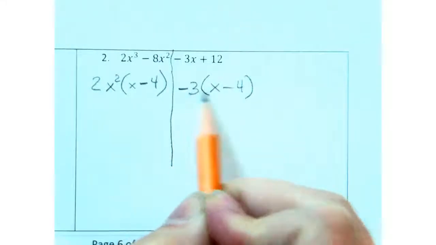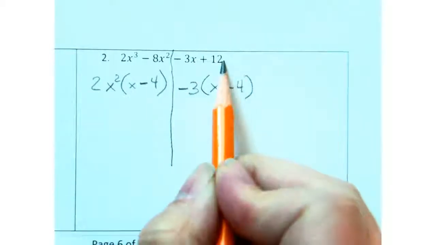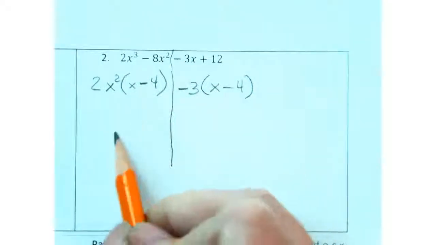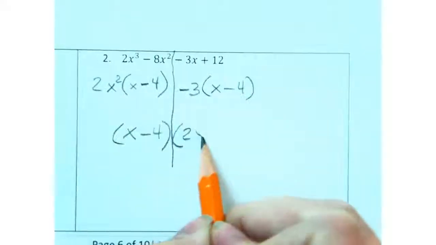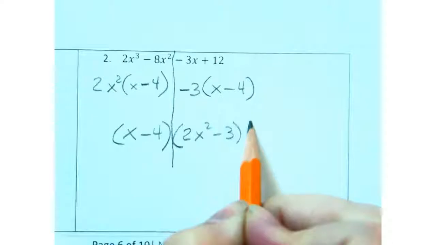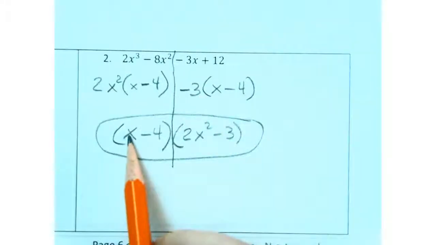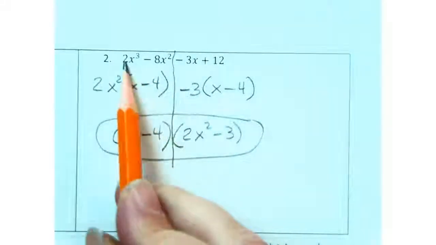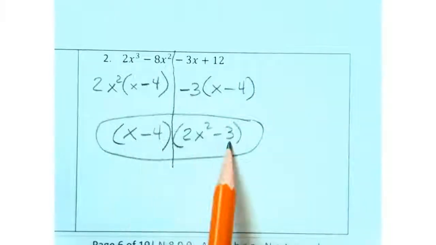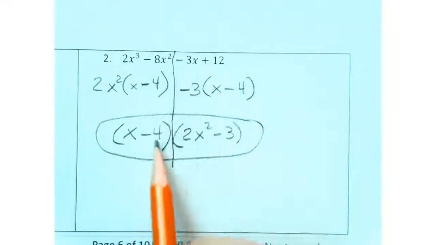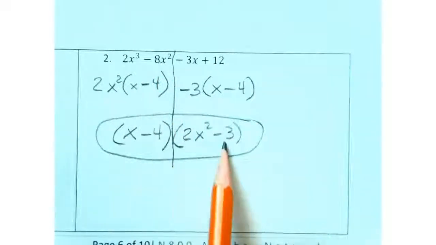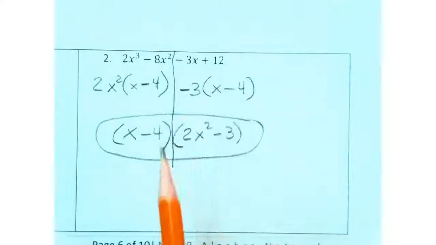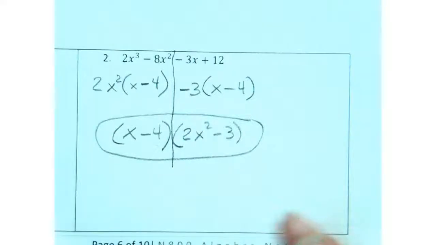Check your multiplication. Copy x minus 4 below. Copy 2x squared minus 3. Multiply to check. X times 2x squared is 2x cubed. X times negative 3 is negative 3x. Negative 4 times 2x squared is negative 8x squared. Negative times negative is positive 12.